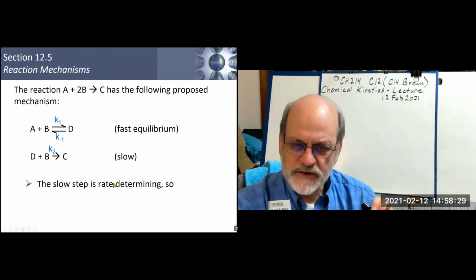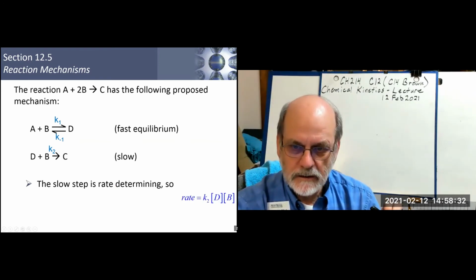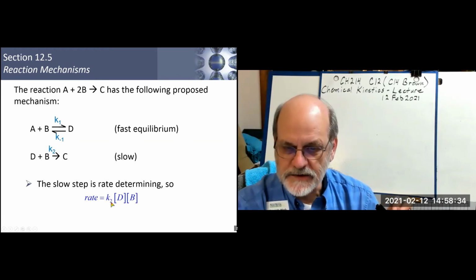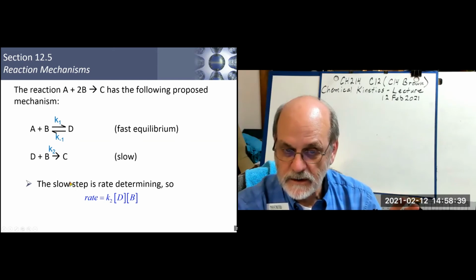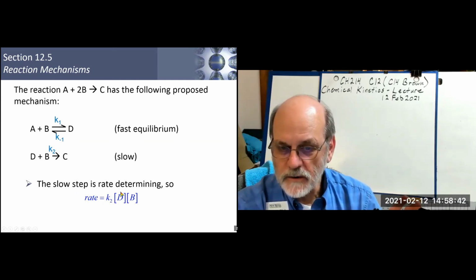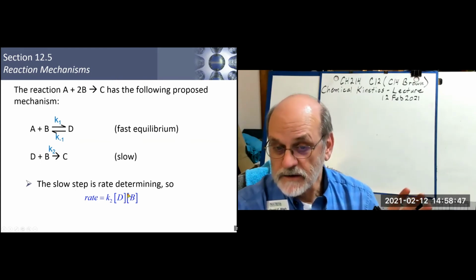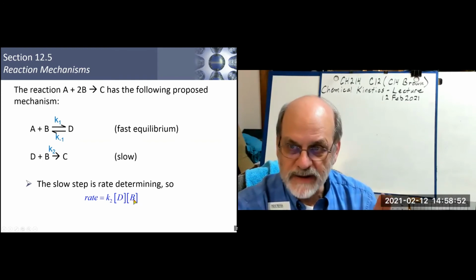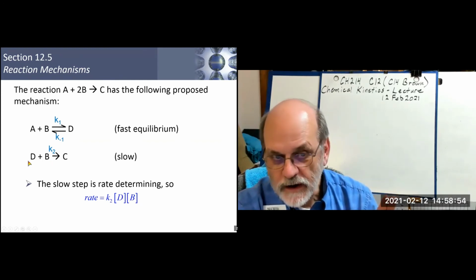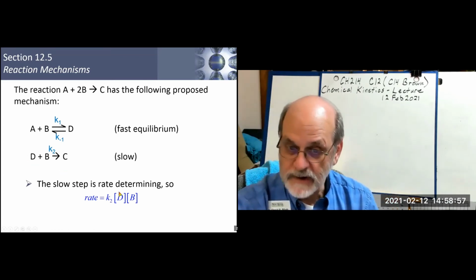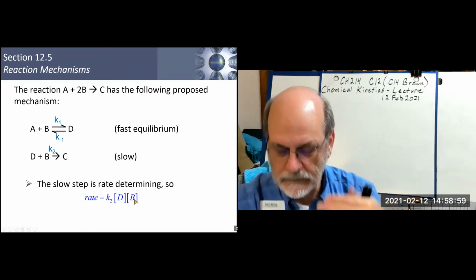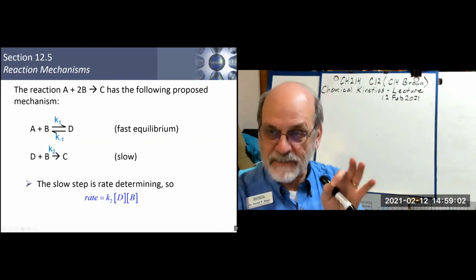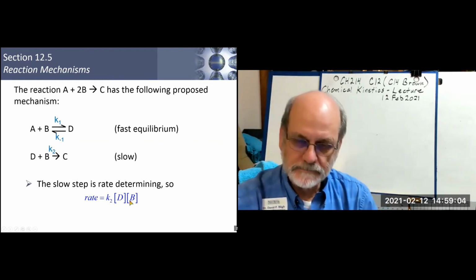So if the slow step is rate determining, then the rate should look like this. There's your K2, the rate constant for this reaction. And this is a bimolecular step, so it's in terms of powers: first power for D, first power for B. And the overall is bimolecular, right? Add them together, and the overall order for this step is second order.